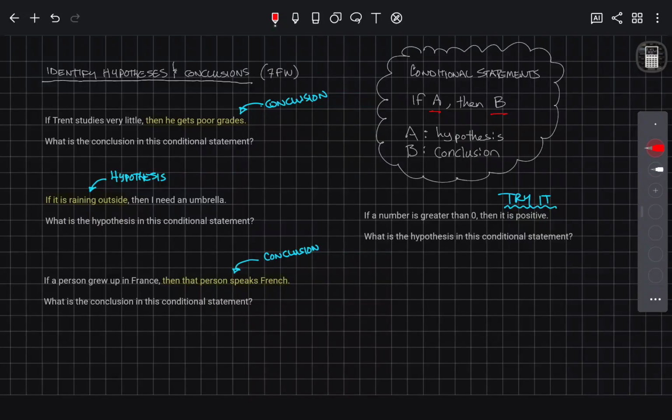Take a look at the one that says try it. If a number is greater than 0, then it is positive. Well, yeah, it's a true statement. Well, we know that this first part is going to be the hypothesis. Then it is positive is going to be the conclusion. Very straightforward, more getting you accustomed to the vocabulary.